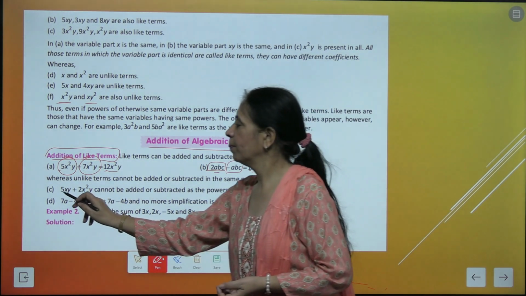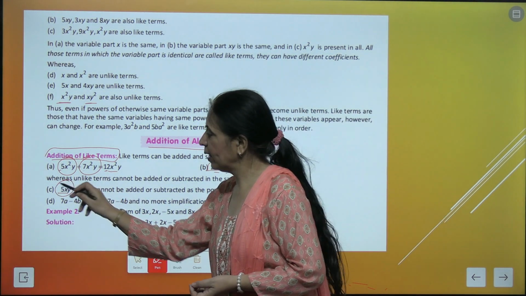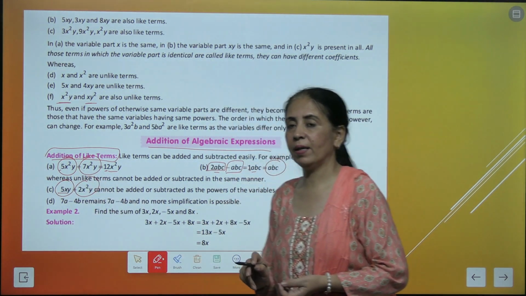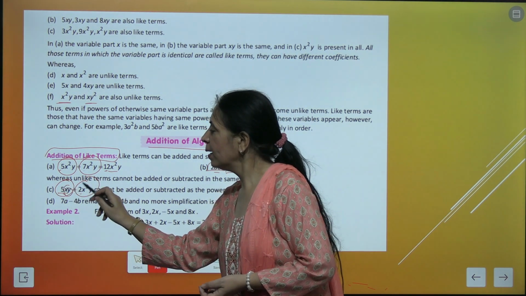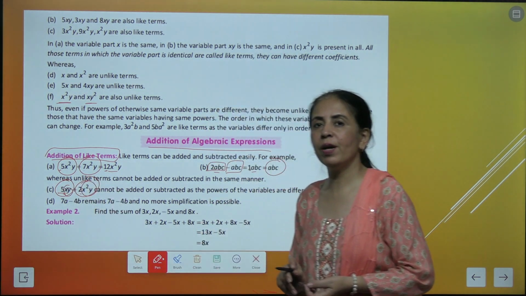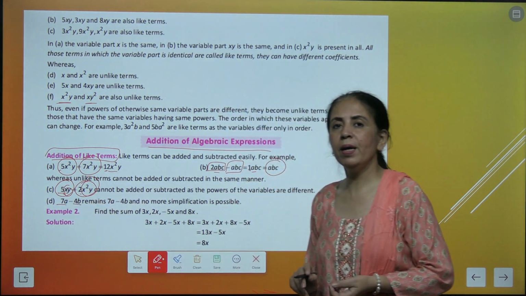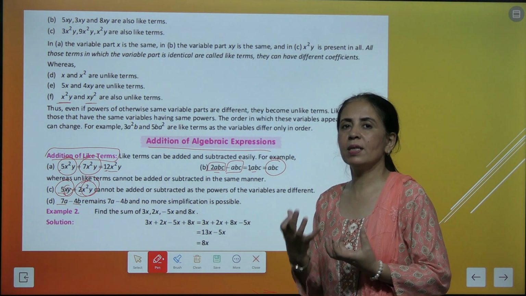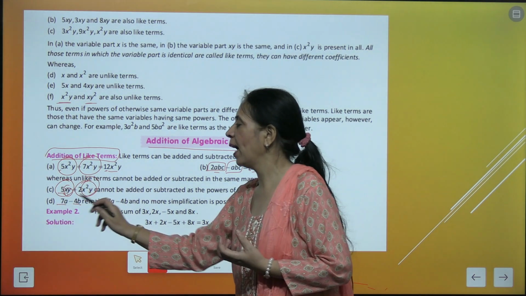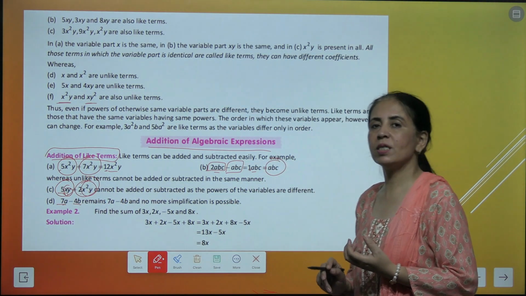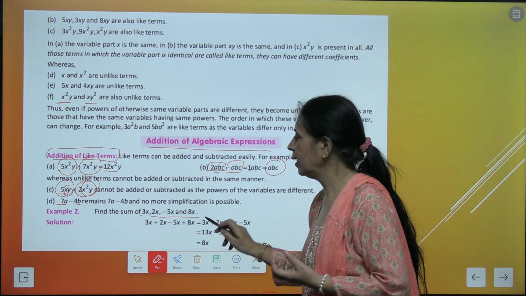Now look here, we have another example. Here 5xy is given and 2x square y is given. Here the numerical part is different, but the variable part is also different. Similarly here 7a and 4b. So when the variables are not the same, when the terms are unlike terms, we cannot add them or subtract them. Got it?